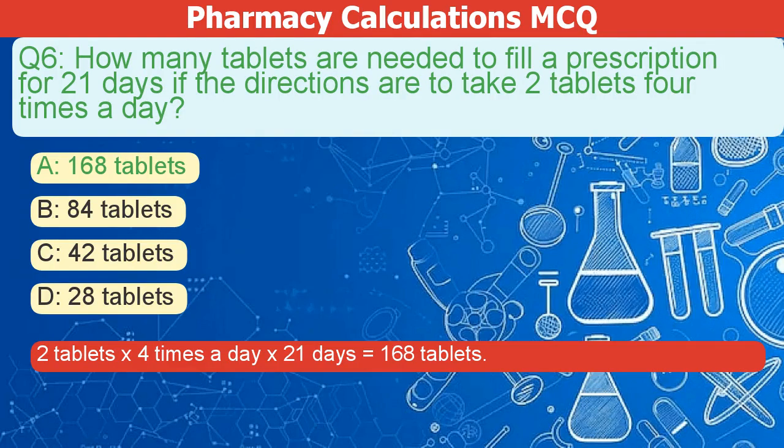The correct answer is A. 2 tablets, 4 times a day, for 21 days equals 168 tablets.